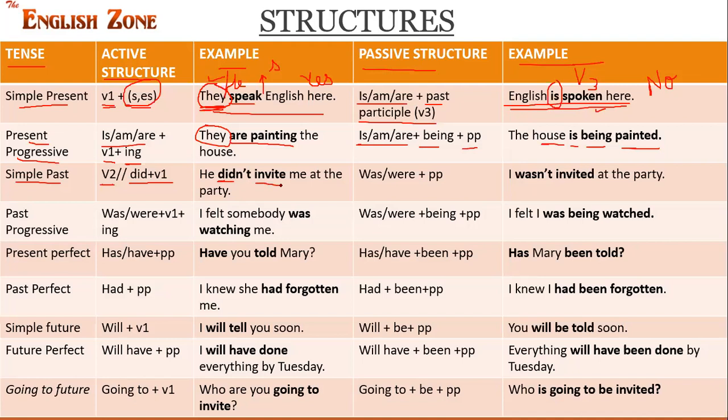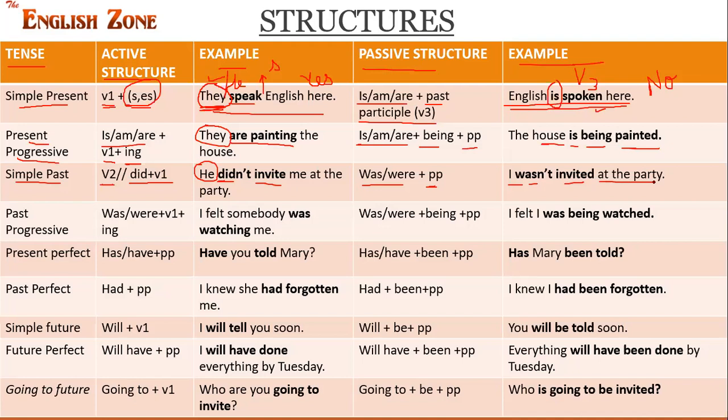Now, if I ask a question, who didn't invite me at the party? मुझे किसने invite नहीं किया? Here is my answer. He didn't invite me at the party. And if we use a passive structure, we will be using was were plus past participle. Who didn't invite me at the party? I के साथ was, third part past participle invited. I wasn't invited at the party. मुझे पार्टी पे इनवाइट नहीं किया गया. But किसने इनवाइट नहीं किया? We don't know regarding that. That's why this would be the passive structure.